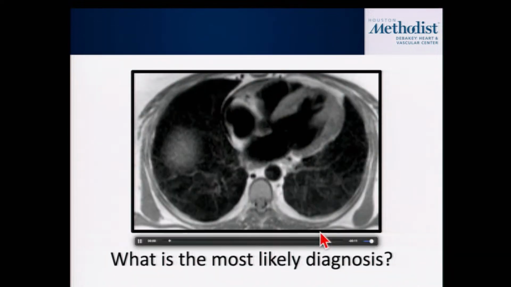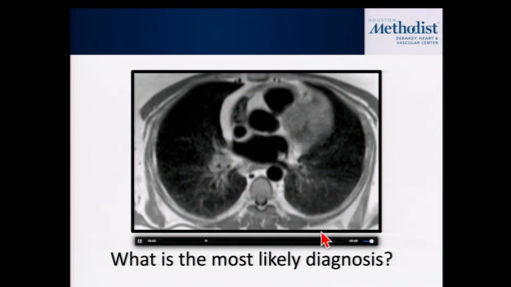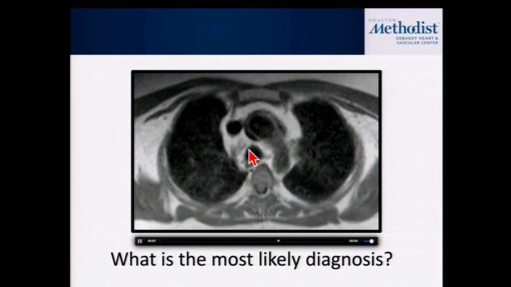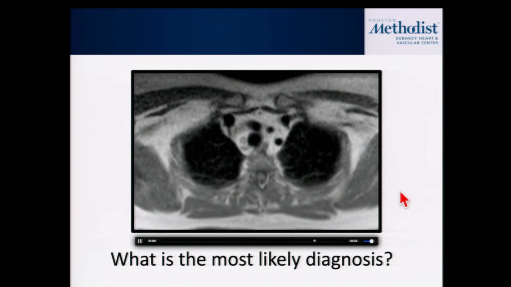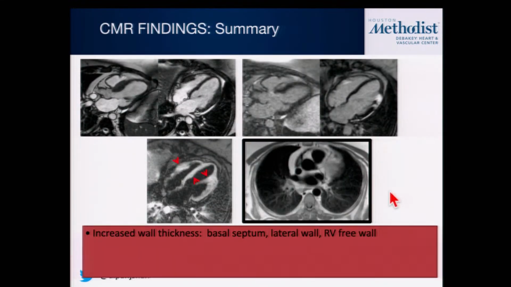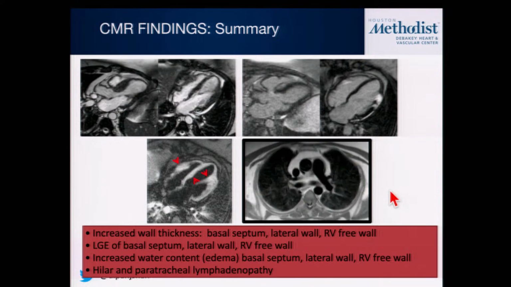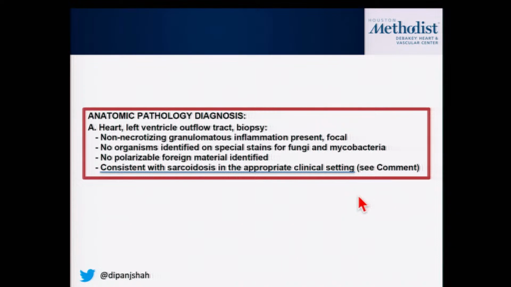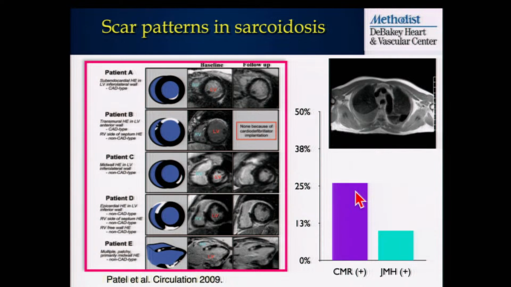And then a quick survey through the chest, as we do in most of our cardiac cases, will also show that there's evidence of hilar adenopathy and paratracheal lymphadenopathy as well. So if you put all of these things together, this constellation of findings is highly suggestive of cardiac sarcoidosis. This person actually went on to get a biopsy, which confirmed the evidence of cardiac sarcoidosis. And what do we know as far as the MRI literature with the role of cardiac MR in cardiac sarcoidosis?